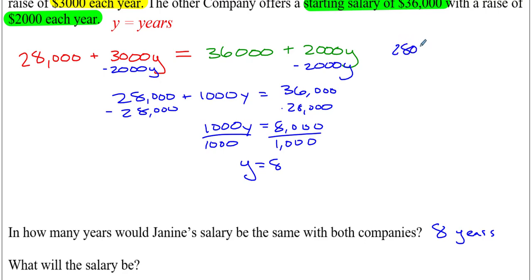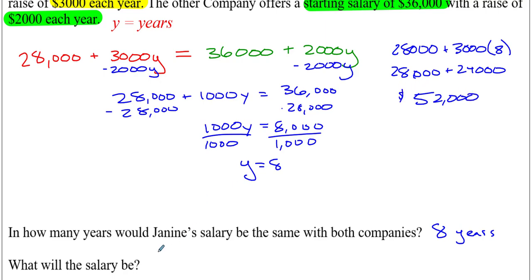We would have 28,000 plus 3,000 times our 8. That's going to give me 28,000 plus 24,000. Whoops. We got 24,000. And then when we add these up, we're going to get a nice big number of 52,000. And remember, that is dollars. Please make sure you label. So $52,000. Not bad for a fiscal year. All right. Let's take a look at the next one.